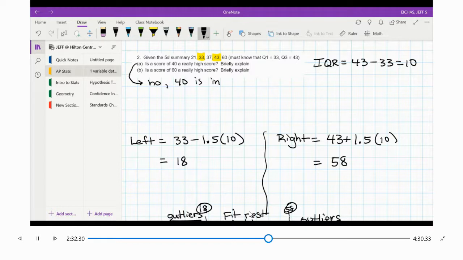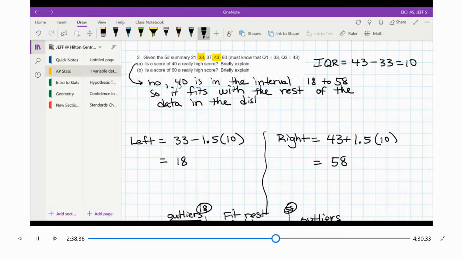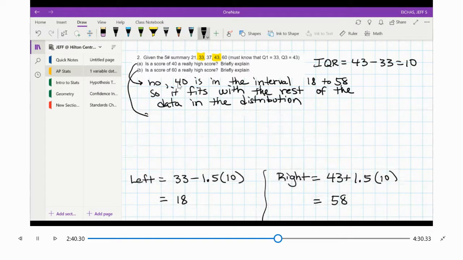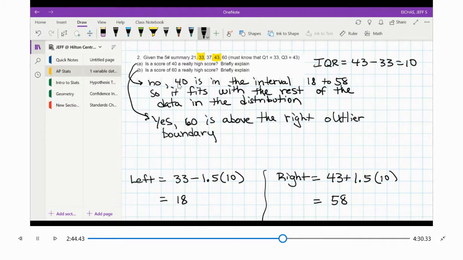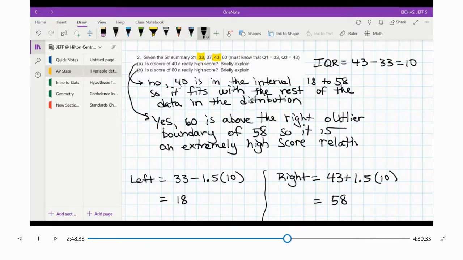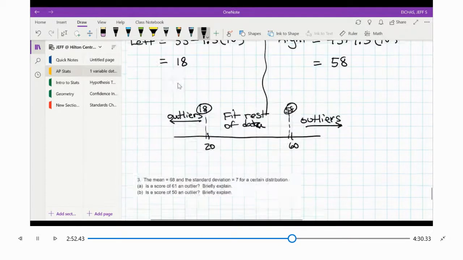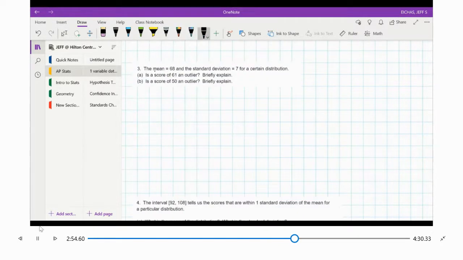40's within the range, in fact, it's actually in the middle 50%. 60's just outside of our right boundary. So it's an outlier to the right, or an extreme value, extremely high compared to the rest of the data. All right. The next type is, what if we were not given the quartiles or the 5-number summary?